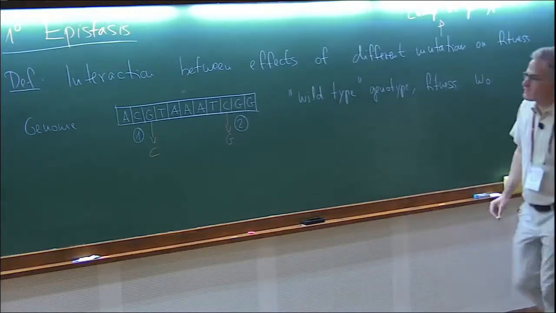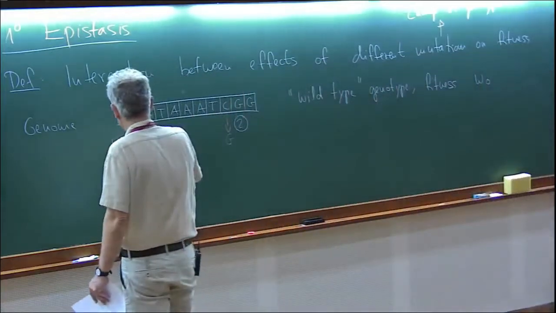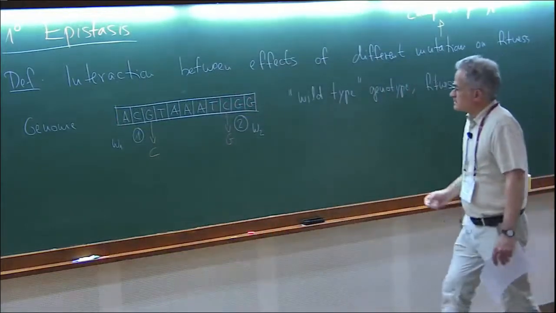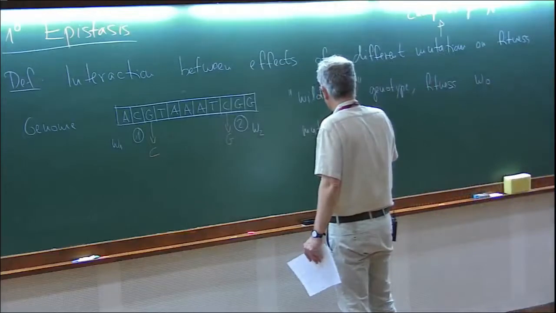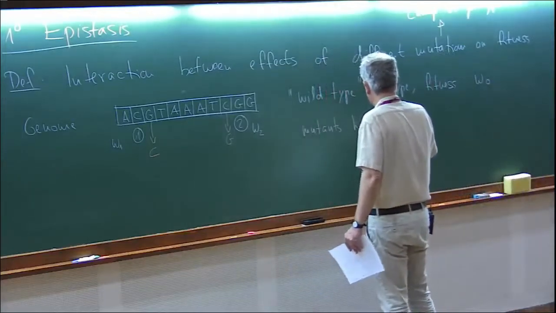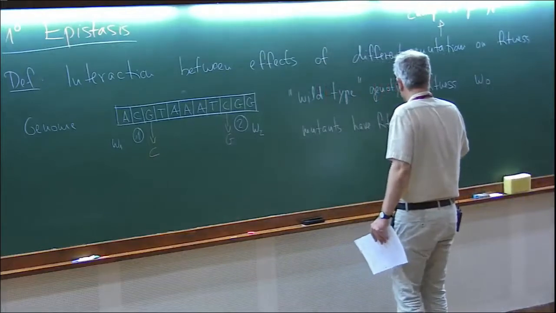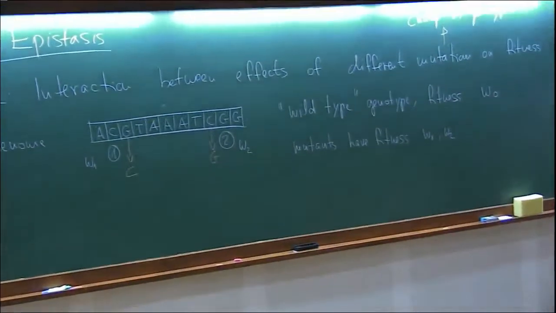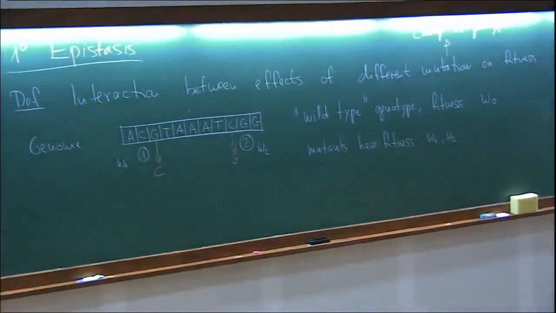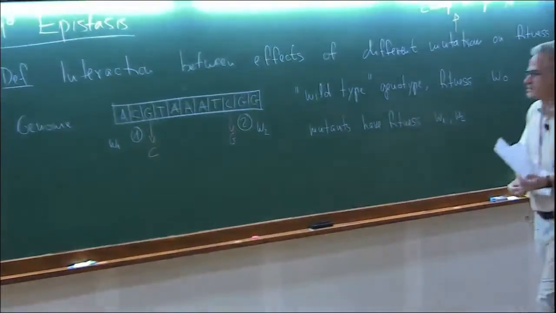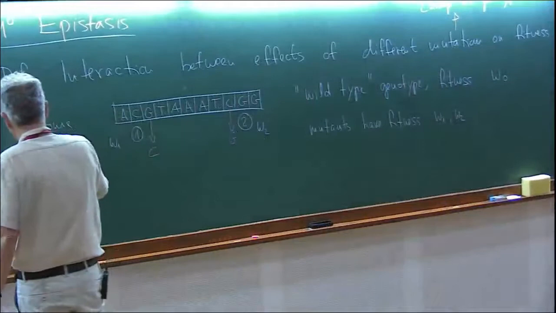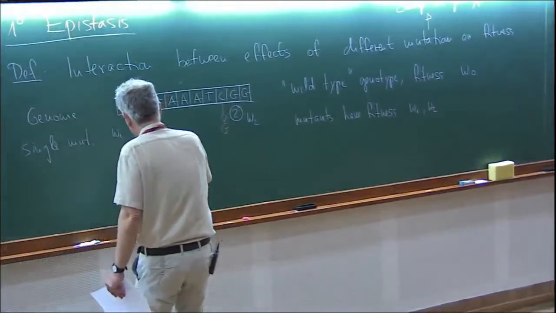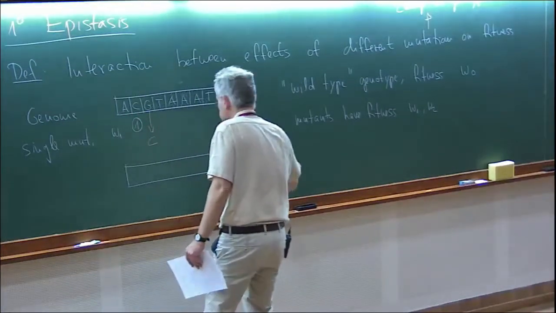And now these mutants will have some fitness, W1 or W2, right? So mutants have fitness W1, W2. And now I'm asking, what about the genotype that has both mutations, right? So now I can consider a double mutant. So these are single mutants, if you will. But now I can also consider the double mutant, which has both of these mutations, right?